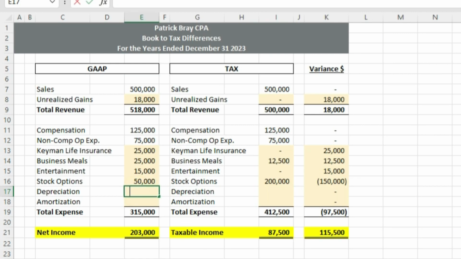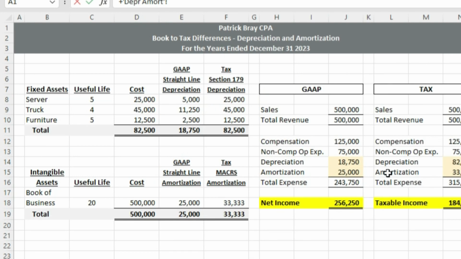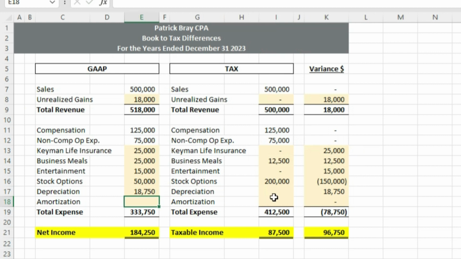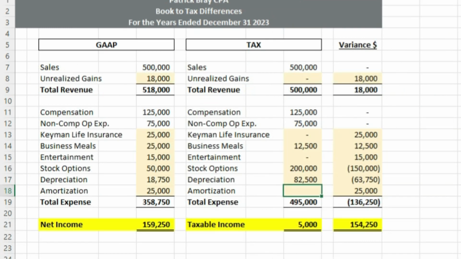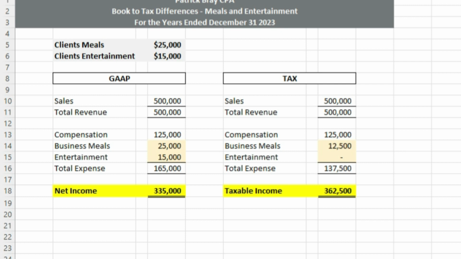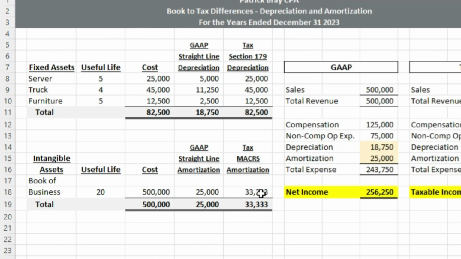All right, so now let's layer in depreciation. So we got straight line across the board for our fixed assets and our intangible assets from a GAAP standpoint. From a tax standpoint, we're going to take the Section 179. We're going to take the full expense in the year we bought those assets, as long as it qualifies. And we're only going to be able to amortize our book of business over 15 years instead of 20 that we're doing for a GAAP basis.